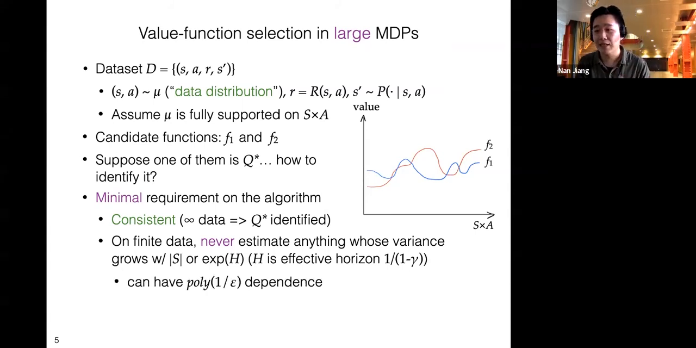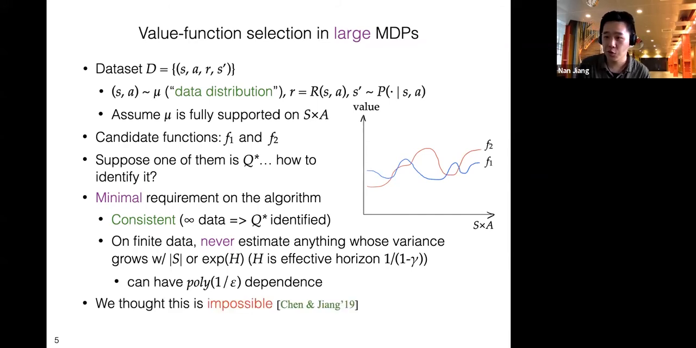And I want to say that when we talk about the estimation error or variance of the algorithm, we should certainly accept some polynomial dependence on 1 over epsilon, because even in supervised learning, you still have 1 over epsilon squared dependence on the suboptimality error.